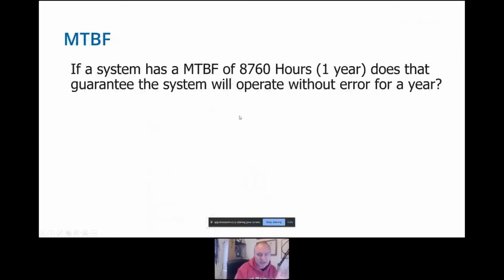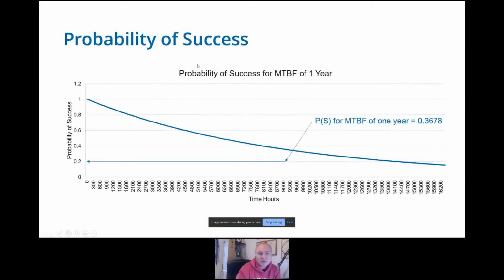One of the things we'll see when we talk about reliability quite often is a concept called MTBF, mean time between failures. And this obviously is closely related to what we've just been looking at. A common question, actually a good interview question, is: if we have a mean time between failures of 1 year, does it mean that the system's going to operate without error for a year? Actually it's not, because when we plot the probability of success, we find that we're around here for 1 year. So the probability of success of something working with an MTBF of 1 year is about 37%.